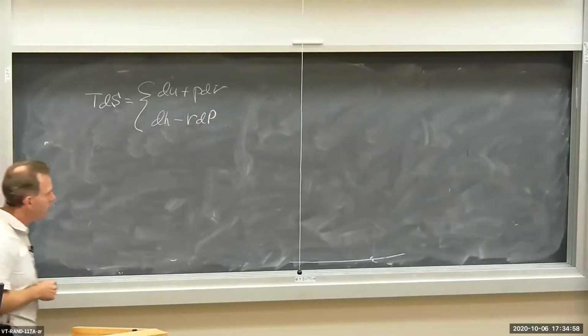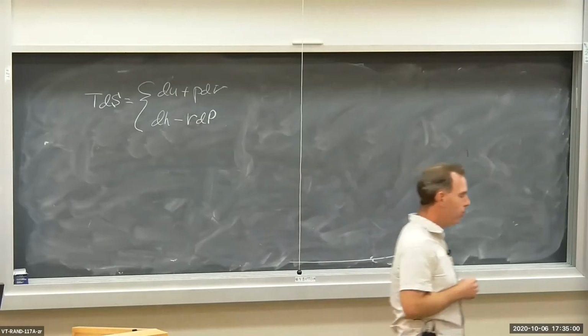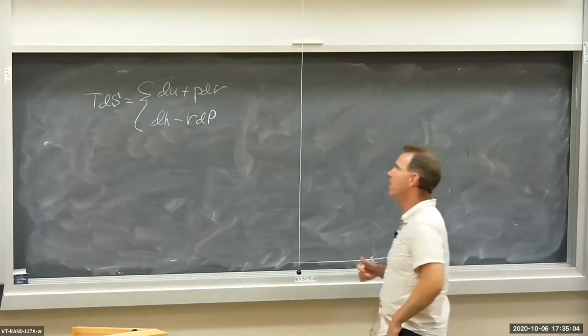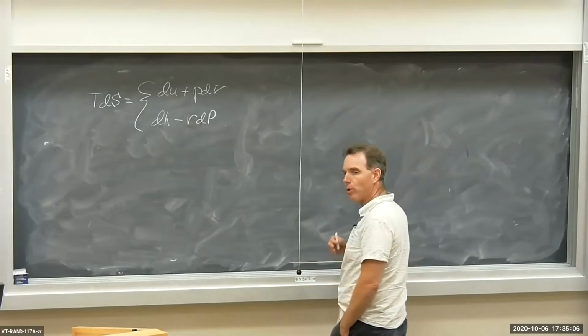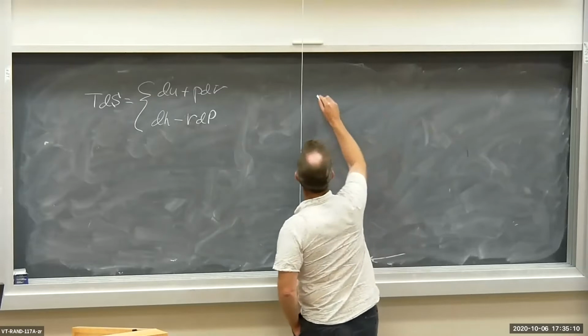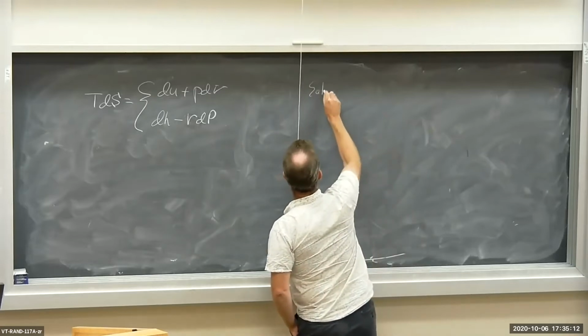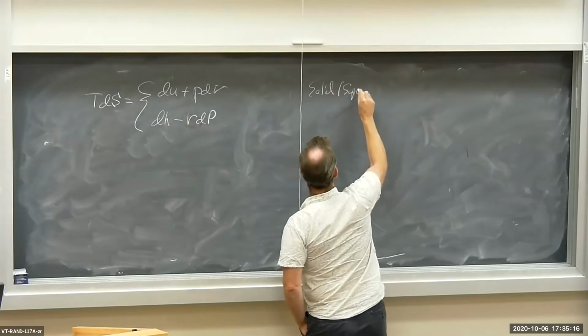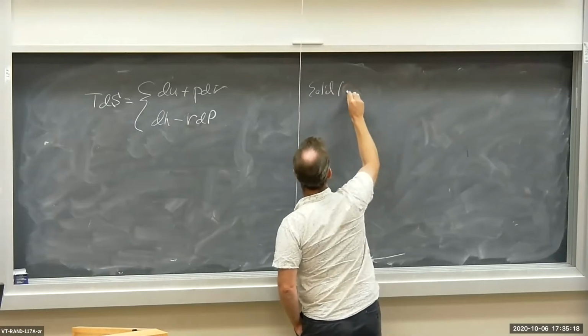Okay, so we got the TDS equation here. Let's see what it reduces to under certain specific material conditions. So first of all, let's look and see what happens when we have a solid or a supercooled liquid. So, solid or some kind of a liquid.